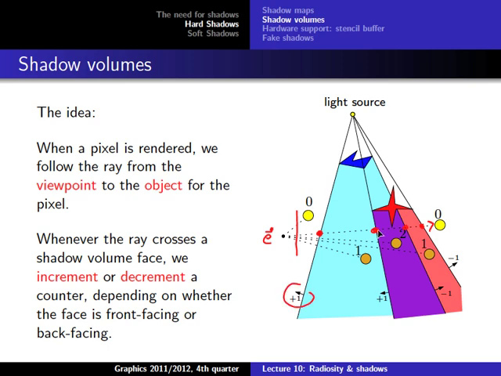Then we cross another one, which is again a front facing. So we're entering another shadow volume, so we increase the counter again. And then we are exiting a shadow volume, so we decrease the counter. So don't confuse the plus and minus one with the larger and lower than 0. That's different. That is how we increase and decrease our counter.